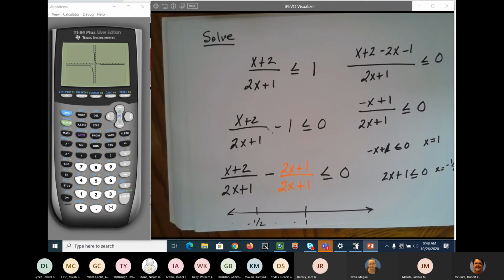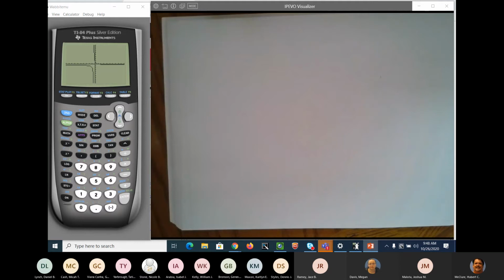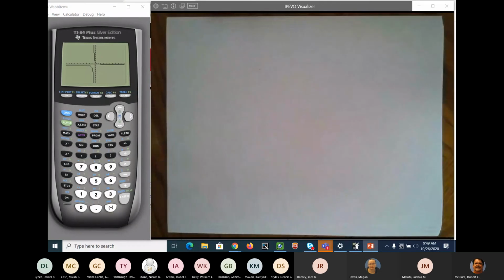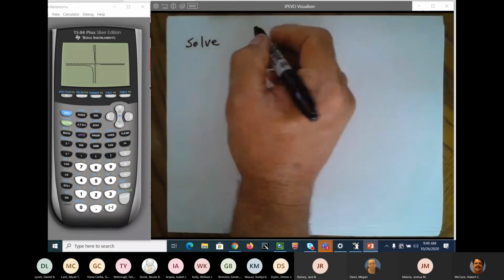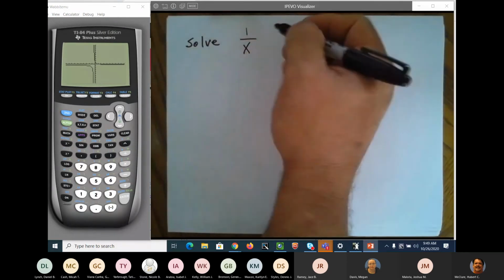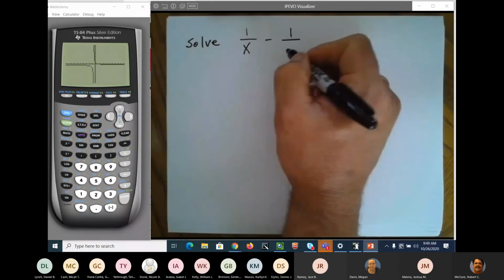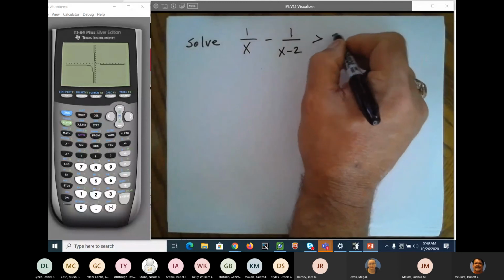All right, let's try another one. Keep grabbing 2 or 3 sheets of paper today. Solve 1 over x minus 1 over x minus 2 is greater than 2.